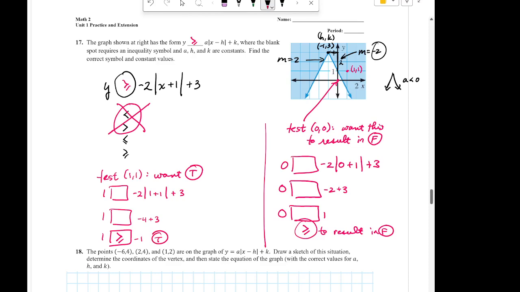We either pick a point in the false region and aim for false, or you pick a point in the true region and aim for true.